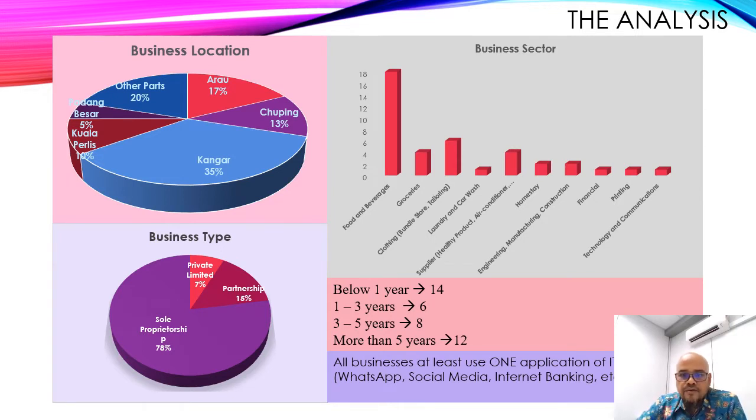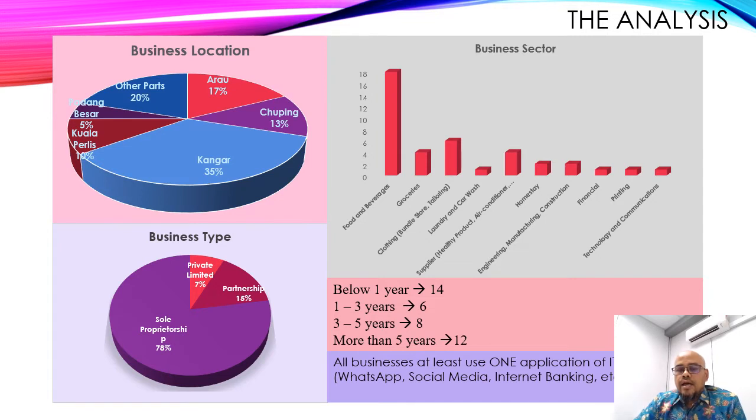And then out of 40, 14 businesses are below 1 year old. That means they just exist within the period of COVID itself. Then 1 to 3 years, 6 businesses; 3 to 5 years, 8 businesses; and then there are 12 businesses already running for more than 5 years.